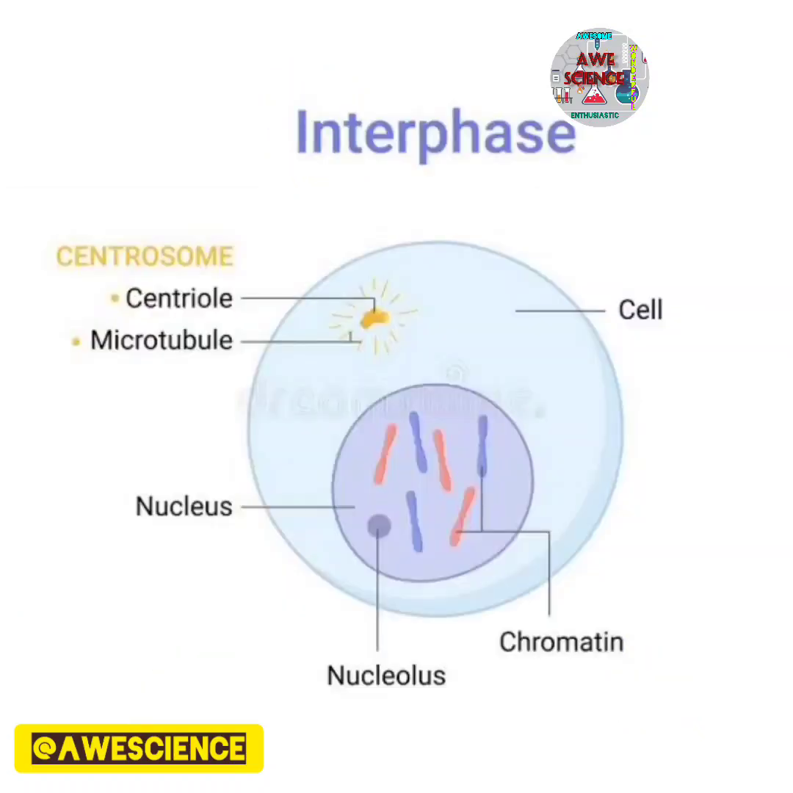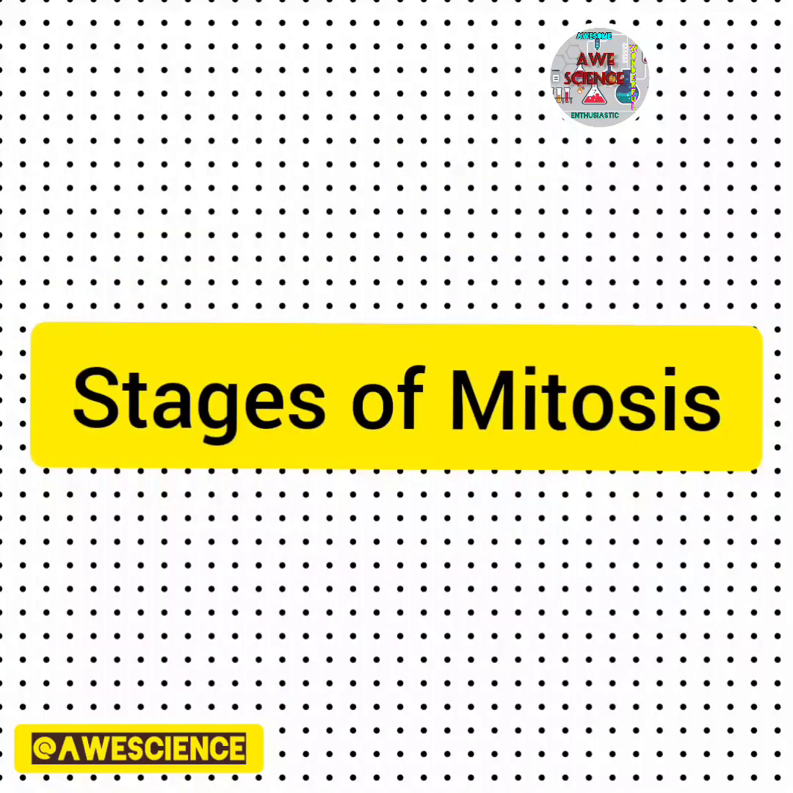At the end of the interphase, the cell which is supposed to undergo mitosis has all these things present in it. First is the centriole, then microtubules, then we have the nucleus. Inside the nucleus, we have the nucleolus and chromatin, that is replicated DNA. Now let's talk about the stages of mitosis in detail.